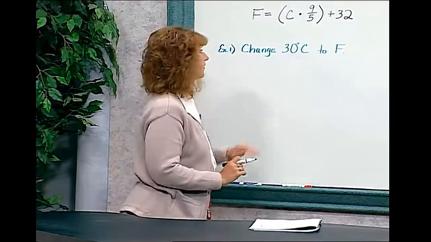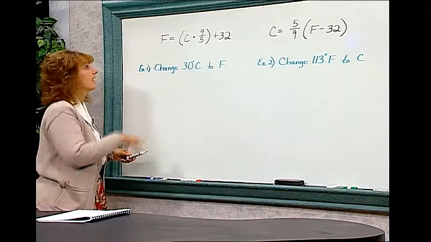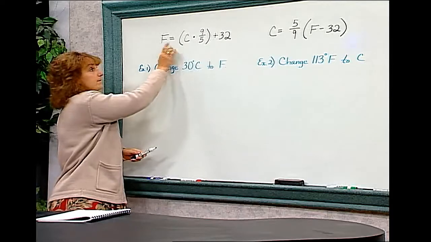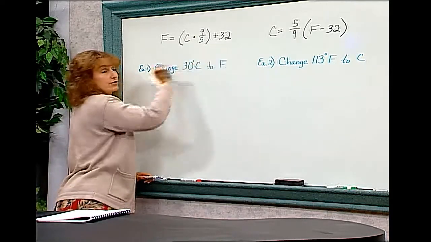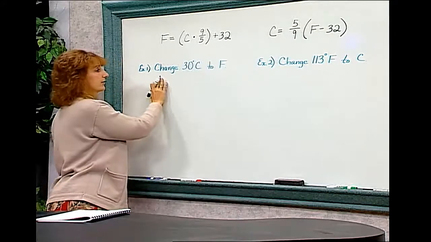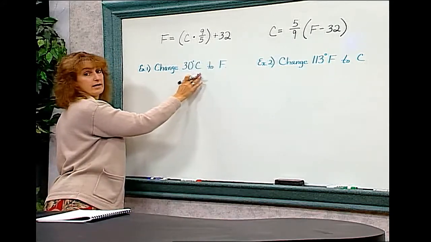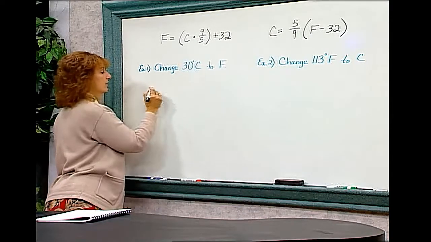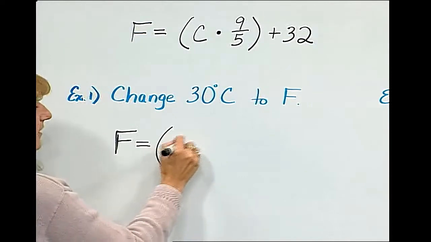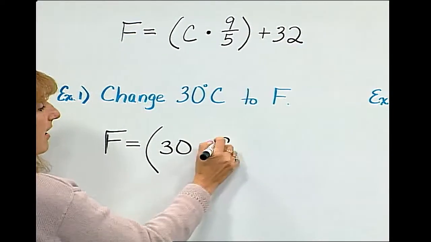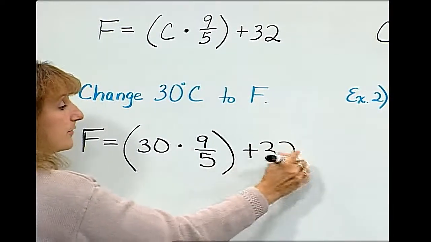In order to convert centigrade to Fahrenheit, we're going to use the formula Fahrenheit equals centigrade times 9/5 plus 32. If we look at this example and we want to change 30 degrees centigrade to Fahrenheit, we know that Fahrenheit will equal the centigrade temperature times 9/5 plus 32.